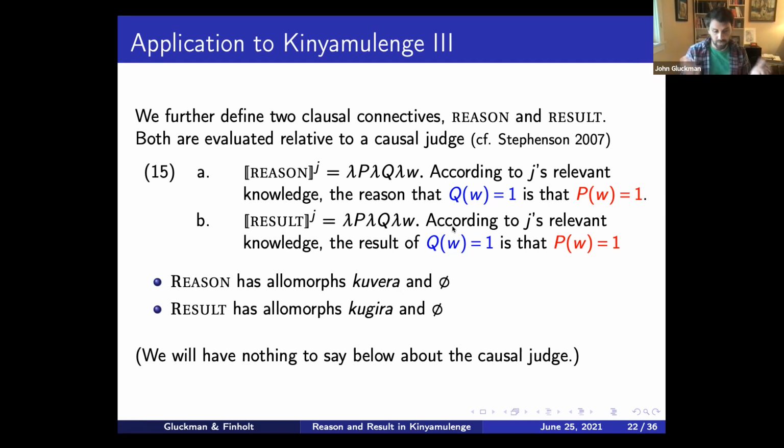Okay. And we're just going to assume that reason and result have allomorphs. The allomorphs of reason are kuvera and null, and the allomorphs of result are kugira and null. This essentially forces us to, we want this because we want them always to be in the tree. And so sometimes they're pronounced and sometimes they aren't. We will have nothing more to say about the causal judge. We're happy to talk about this later. We don't think that this is reflected in our data whatsoever. So we have no more comments about it. Happy to talk about it.